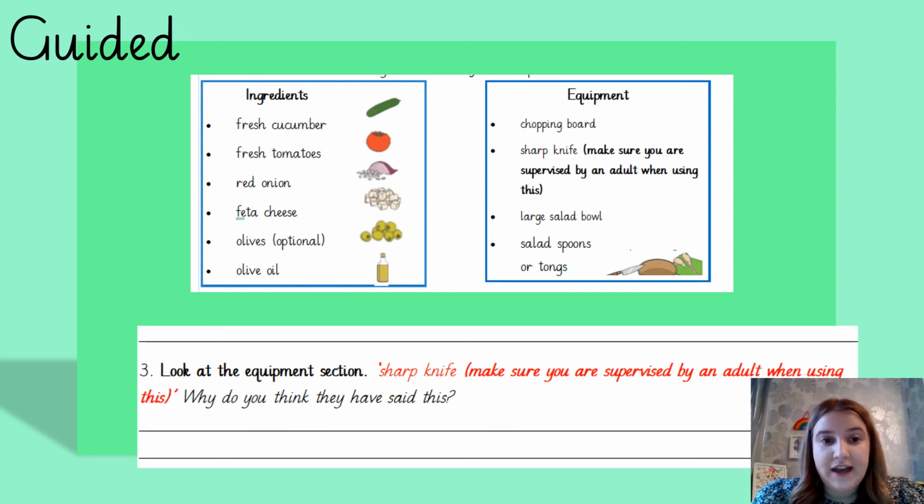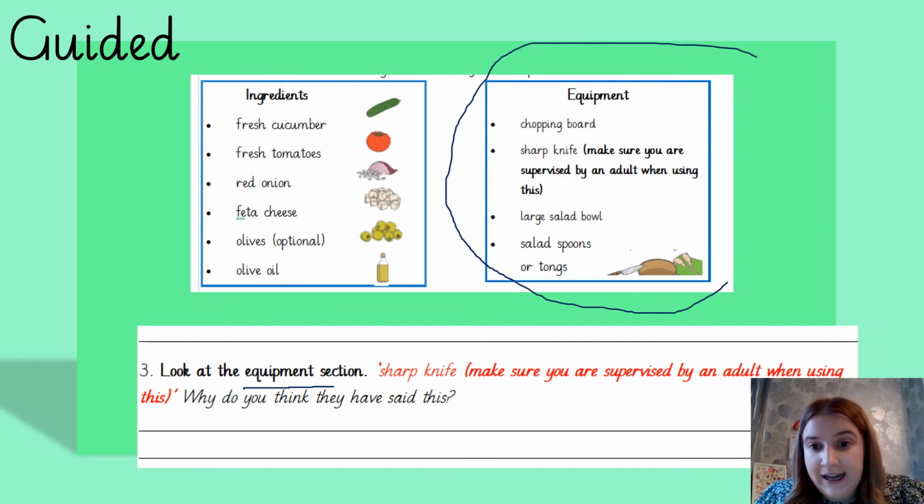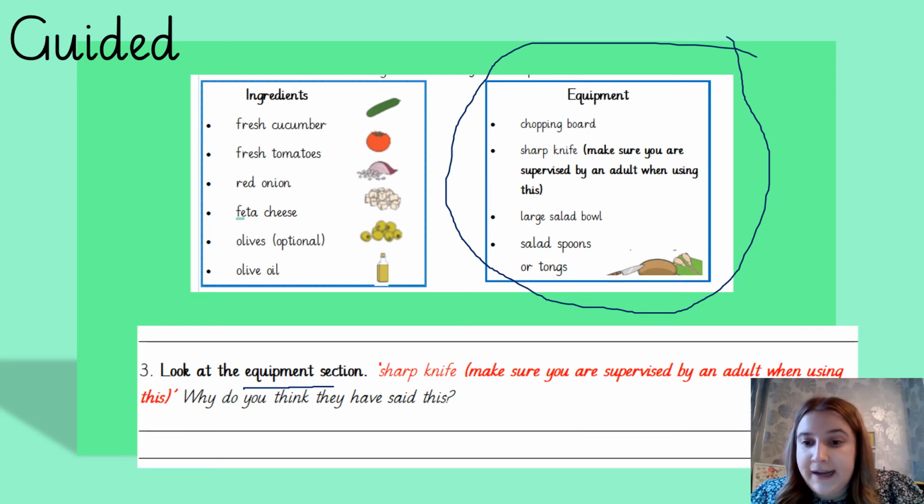The final question that I want to look at together is question 3, and it told us to look at the equipment section. So that was a key piece of information. I'm looking here at this equipment section. It says, sharp knife, make sure you are supervised by an adult when using this. Why do you think they've said this? We had a little chat about this a minute ago, but why do you think they're telling us to be supervised by an adult if we're using a sharp knife? What could happen?